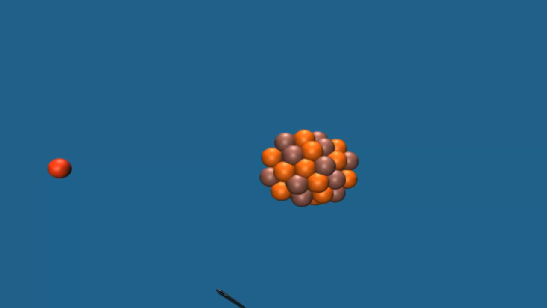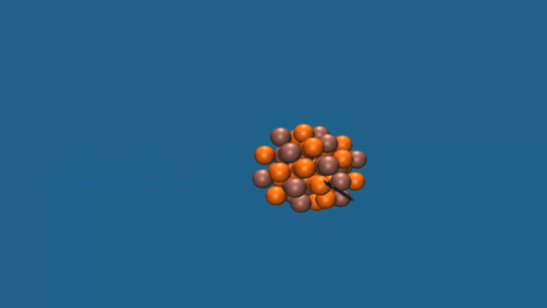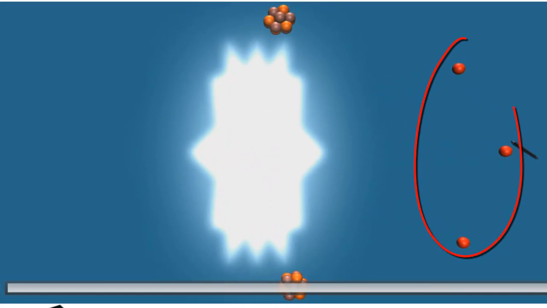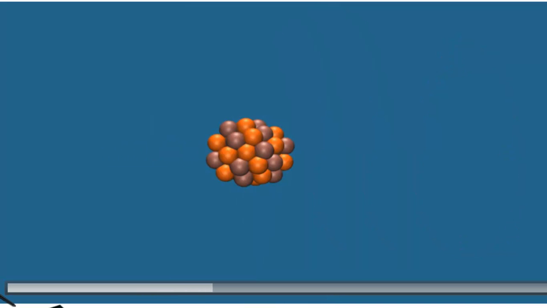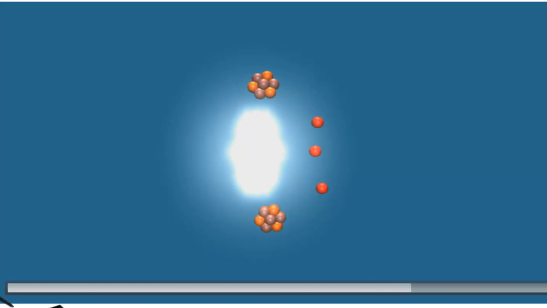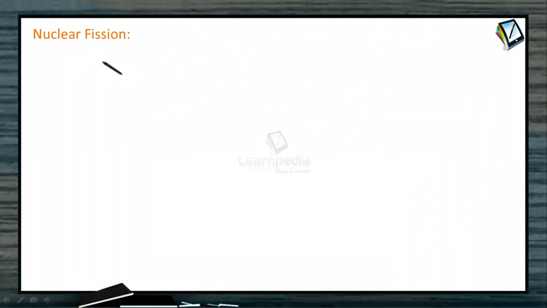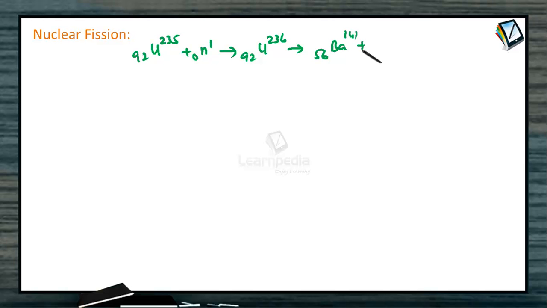Let us see. Now a neutron is coming from here and hits. Thermal vibrations are set up and it splits up into two parts, releasing three neutrons. Let us see this animation again. It splits up, releasing a huge amount of energy and three neutrons. 92 uranium-235 when captured by a neutron becomes unstable 92 uranium-236. In turn, barium-56 and 36 krypton plus 3 neutrons are released, plus a huge amount of energy.